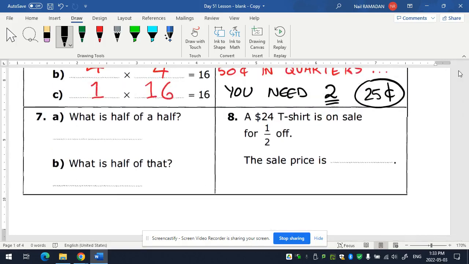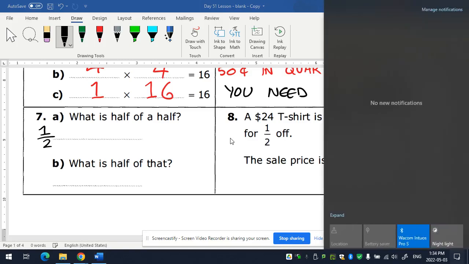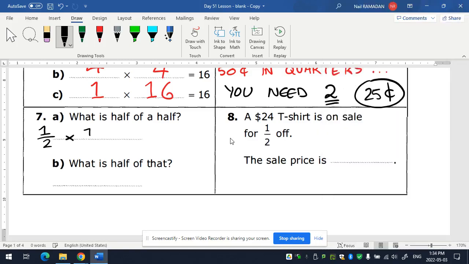Well, by the way, you can just do this. Half of a half. If you have half a dollar, and you want to give me half of that, how much are you going to give me? You're going to give me 25 cents. So that means you gave me a quarter, basically. So another way to do it is this. Look, half times half.